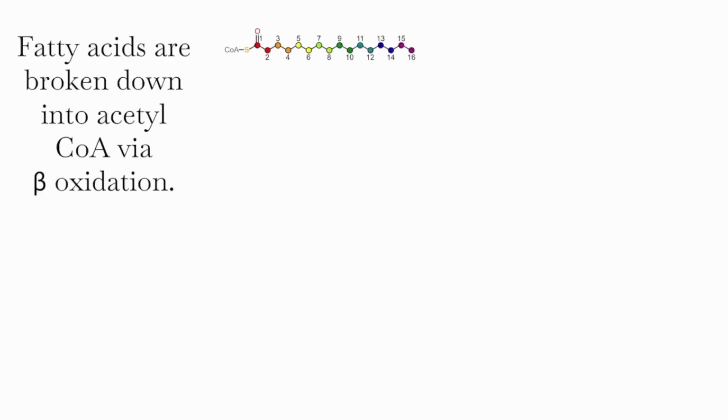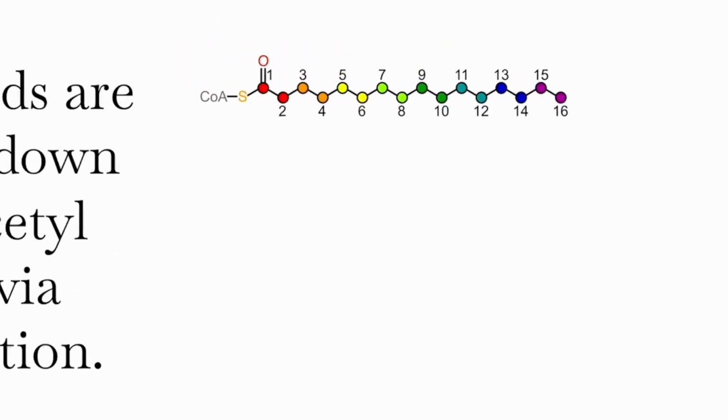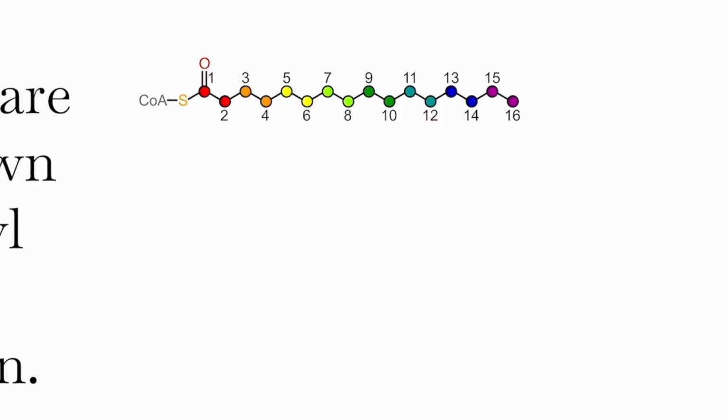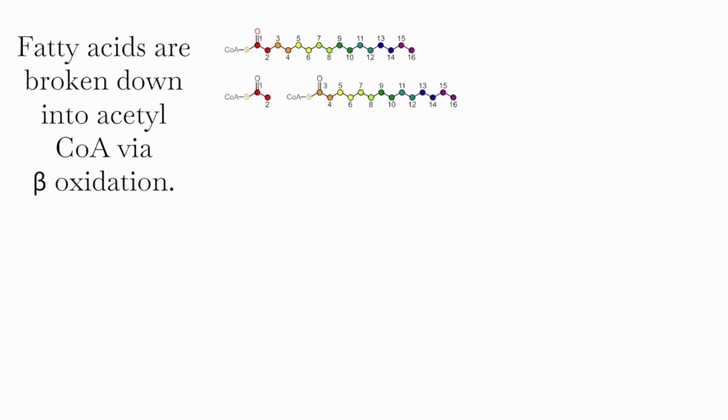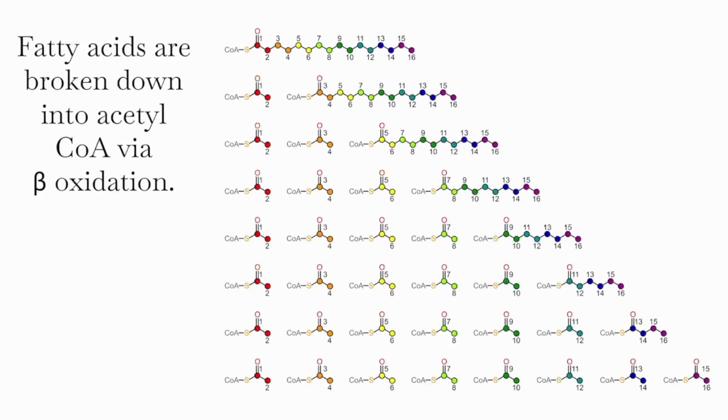So how does that work? So fatty acids, remember, are broken down by this process of beta oxidation. And so here I've got our favorite fatty acid. This came out of our fat cell. We're going to break this down into a bunch of acetyl-CoAs. So if you take a fat and you break it down, the output of it is 8 acetyl-CoAs.